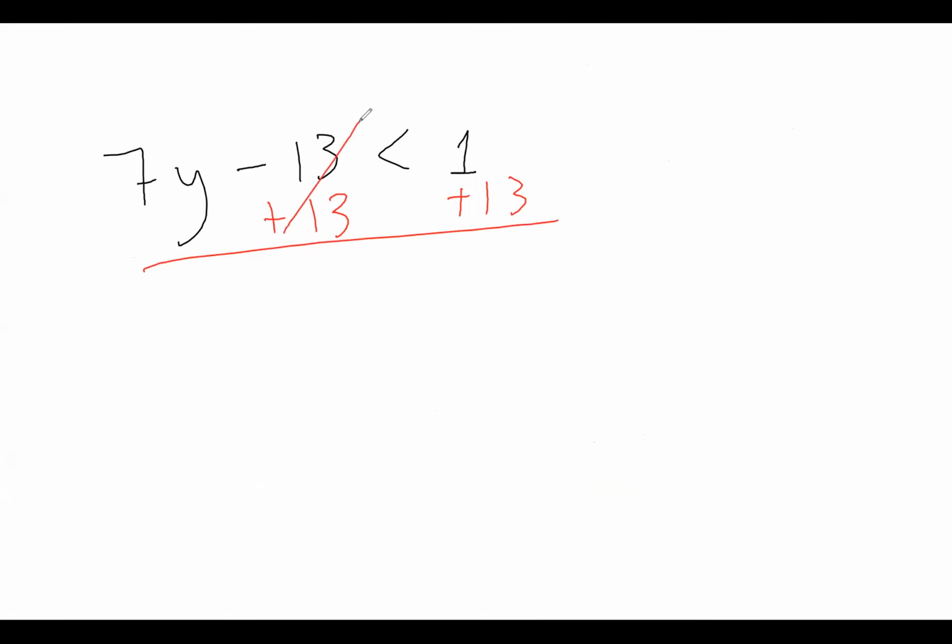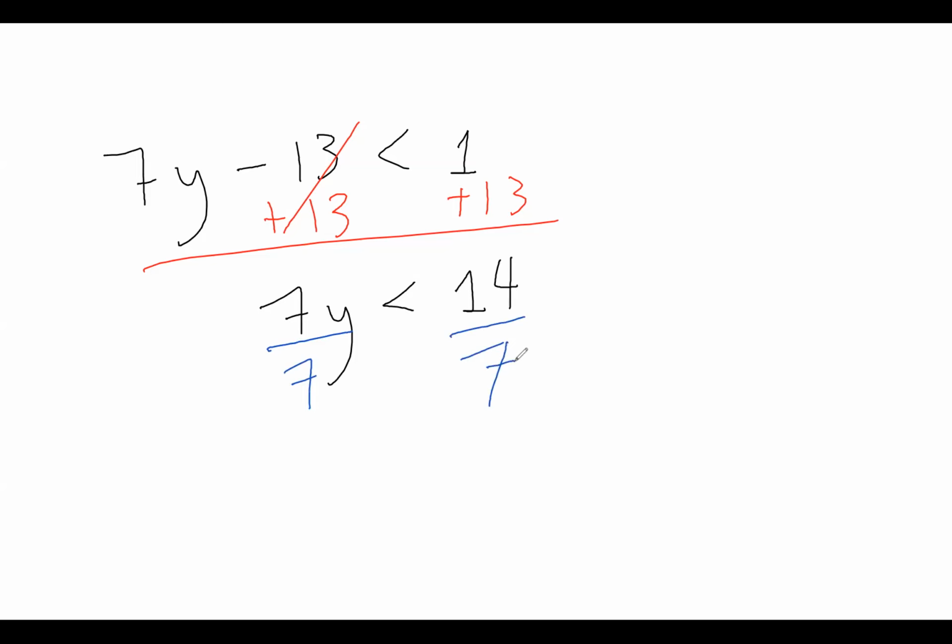So 7y minus 13 less than 1. That's where we left off. Okay, let's add 13 to both sides. Plus 13, plus 13. Okay, so now 7y is less than 1 plus 13, which is 14. So 7y is less than 14. Now there's one more step, which is to divide both sides by 7.